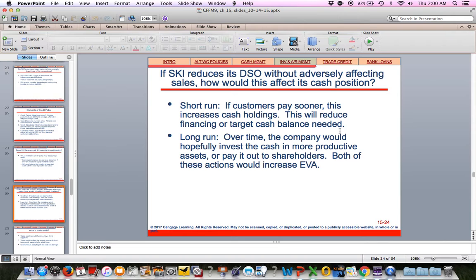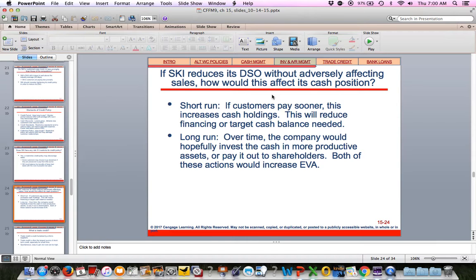So let's just say that Ski is able to reduce DSO without negatively impacting sales. Let's just say they are able to do that. What would be the effect on the cash position of the company? There'd be two main things. In the short run, customers would pay sooner. This would increase cash holdings and reduce financing or target cash balance needed. So the good news is we'd receive more cash sooner, and financing costs would go down.